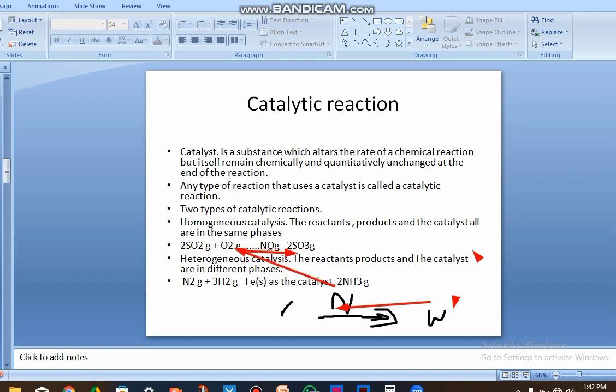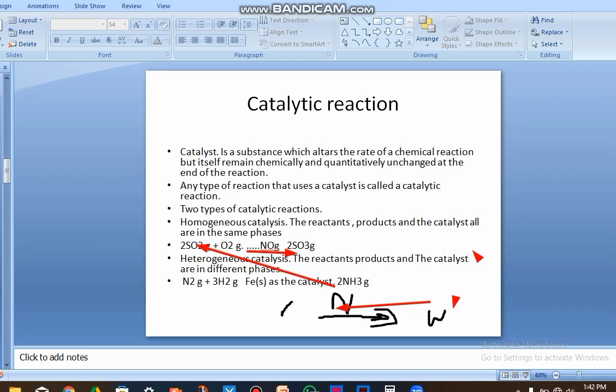If it's solid, we see S. If it's liquid, we see L. So both the reactants are in gas, the catalyst too is gas and the product too is gas. So this is an example of a homogeneous reaction. This is how to identify homogeneous reactions. Are you getting it now?